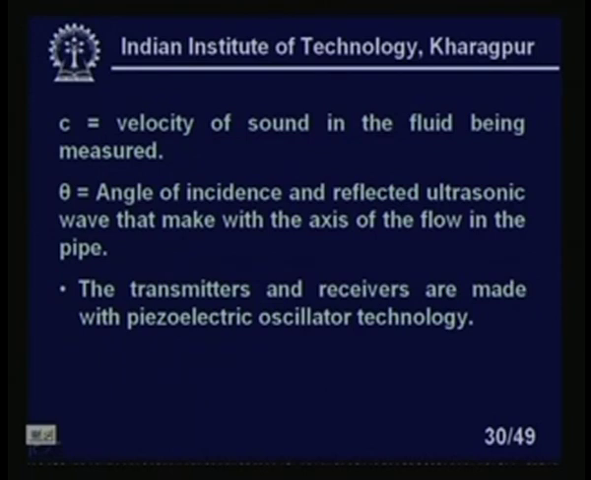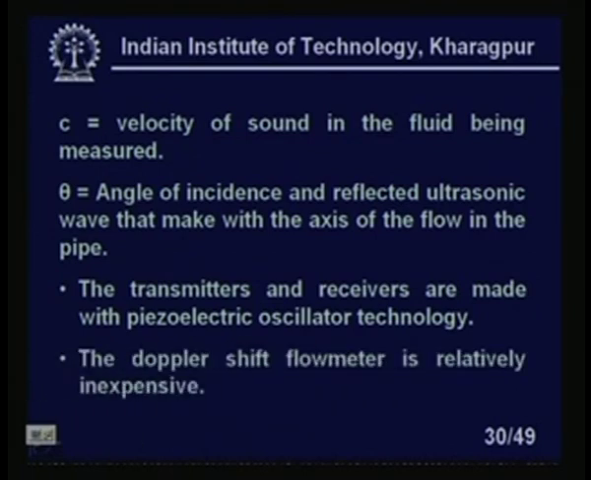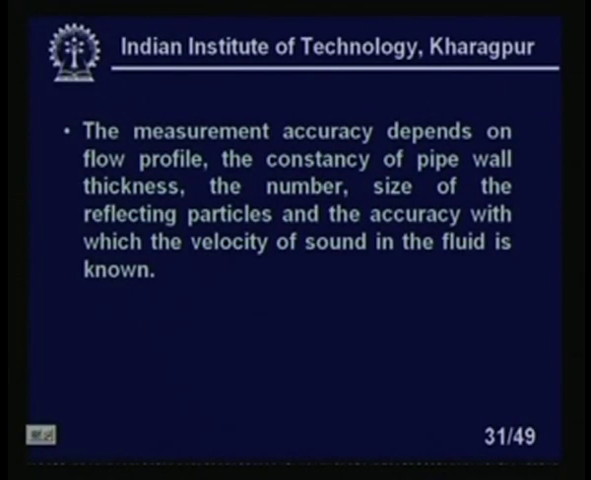Transmitter and receivers are made of piezoelectric oscillator technology. The Doppler shift flow meter is relatively inexpensive. This is quite an inexpensive instrument. The measurement accuracy depends on the flow profile, the constancy of the pipe wall thickness, the number and size of the reflecting particles, and the accuracy with which the velocity of sound in the fluid is known, right. So, these are all the things which will be necessary for accurate measurement of the fluid velocity in a pipe by the ultrasonic method of Doppler shift.